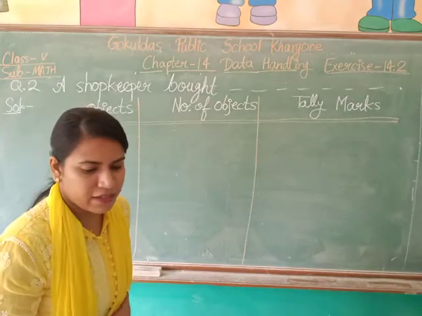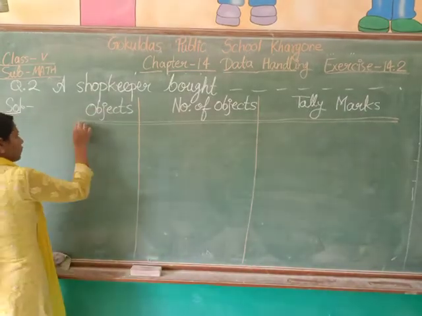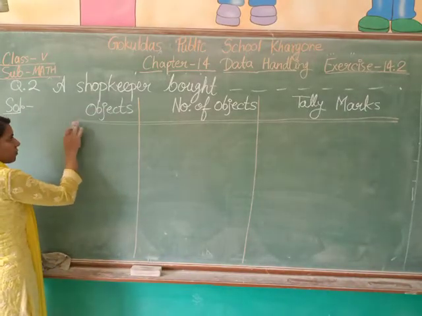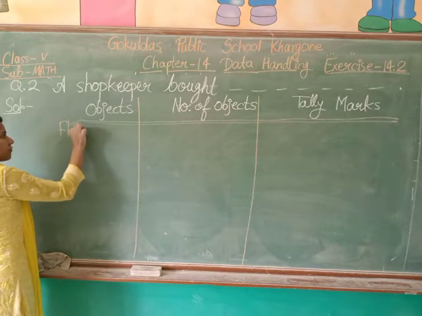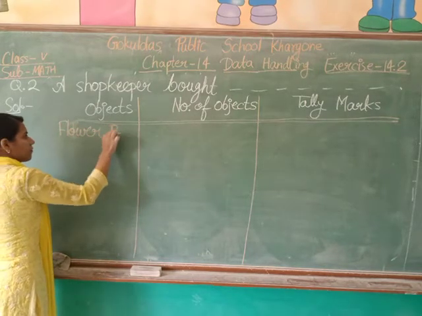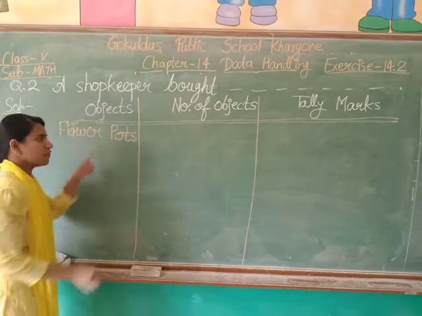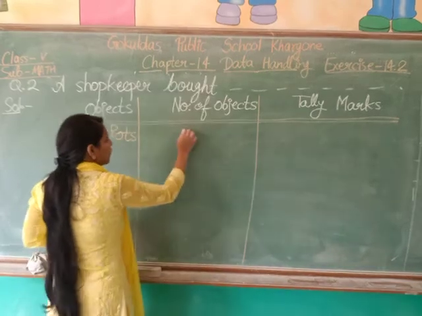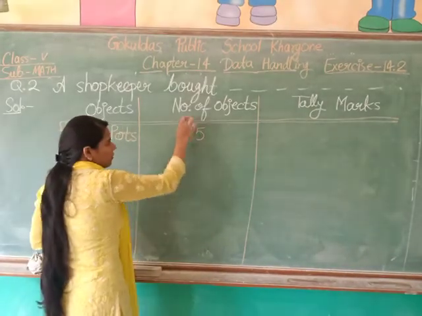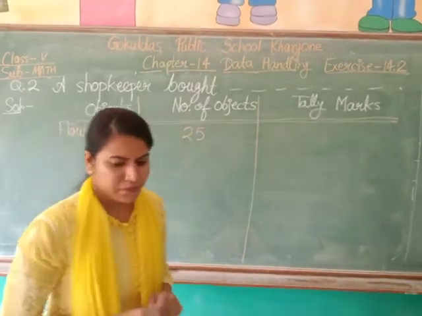First object is flower pot. What did the shopkeeper buy? He bought flower pots. How many flower pots did he buy? 25. So write 25 in number of objects.